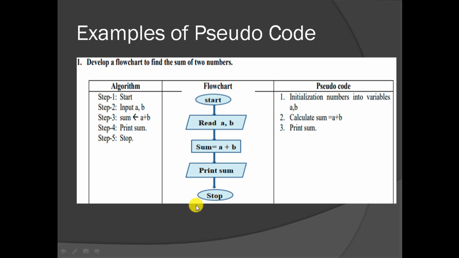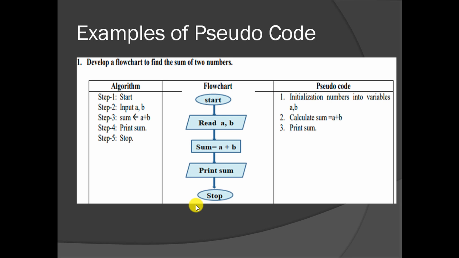Previously we have seen some examples for algorithms, right? The first one is find the sum of two numbers. First we need to start the algorithm. There is no need to mention start and stop in pseudocode. First we need to initialize the numbers into variables a, b, and then calculate sum is equal to a plus b, and then we have to print the sum.